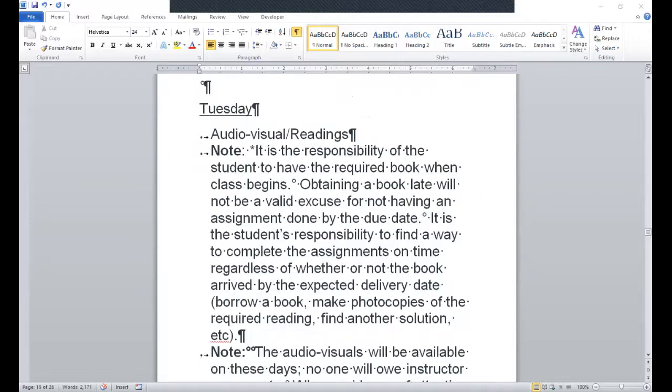Tuesdays, I'll probably upload for you some kind of audio, visual, or a reading, maybe both, but it's the responsibility of the student to have the required book, which I showed you earlier. You're going to need the textbook at times. Obtaining a book late will not be a valid excuse for not having an assignment done by the due date. It's the student's responsibility to find a way to complete the assignments on time, regardless of whether or not the book arrived by the expected delivery date. In other words, borrow a book or make photocopies of the required reading, find some kind of solution.